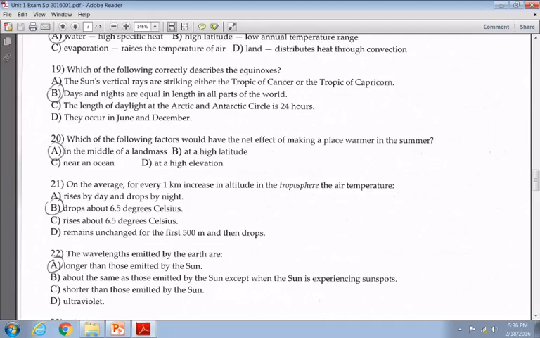And on average, how does the atmosphere cool as you go up in the troposphere? 6.5 degrees for every kilometer you rise. Question 22, wavelengths emitted by the Earth compared to the sun. Remember, the Earth is squatty and it's longer wavelengths, and the sun is more intense and it's at shorter wavelengths. So A is the best answer there.